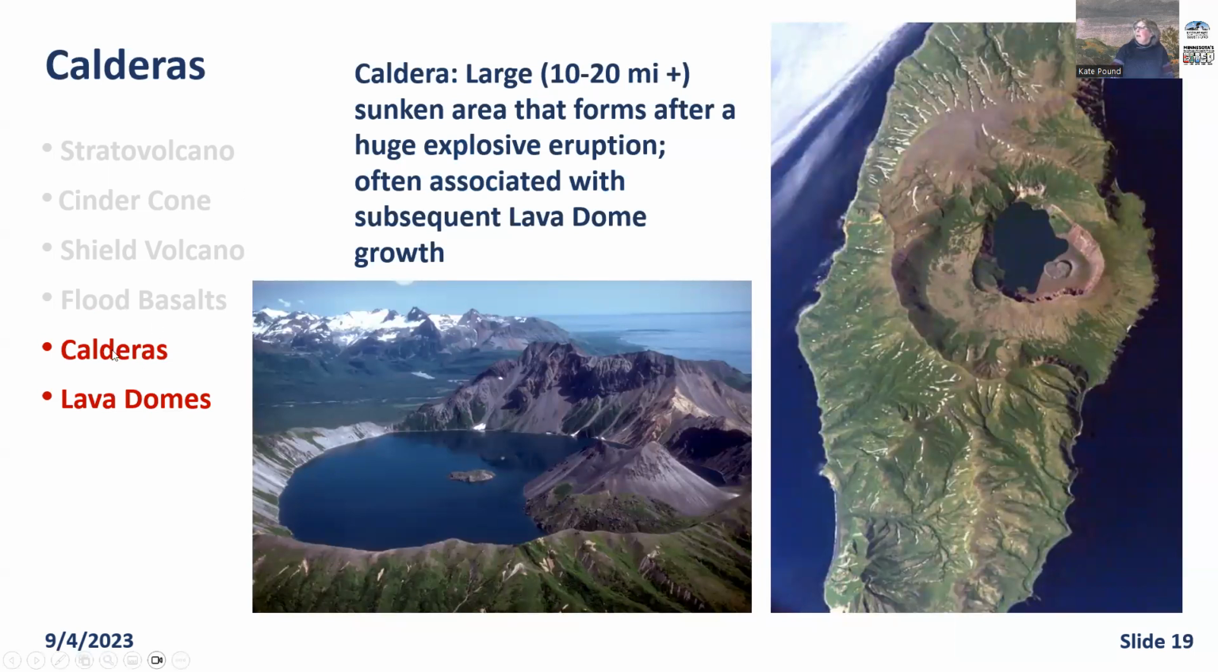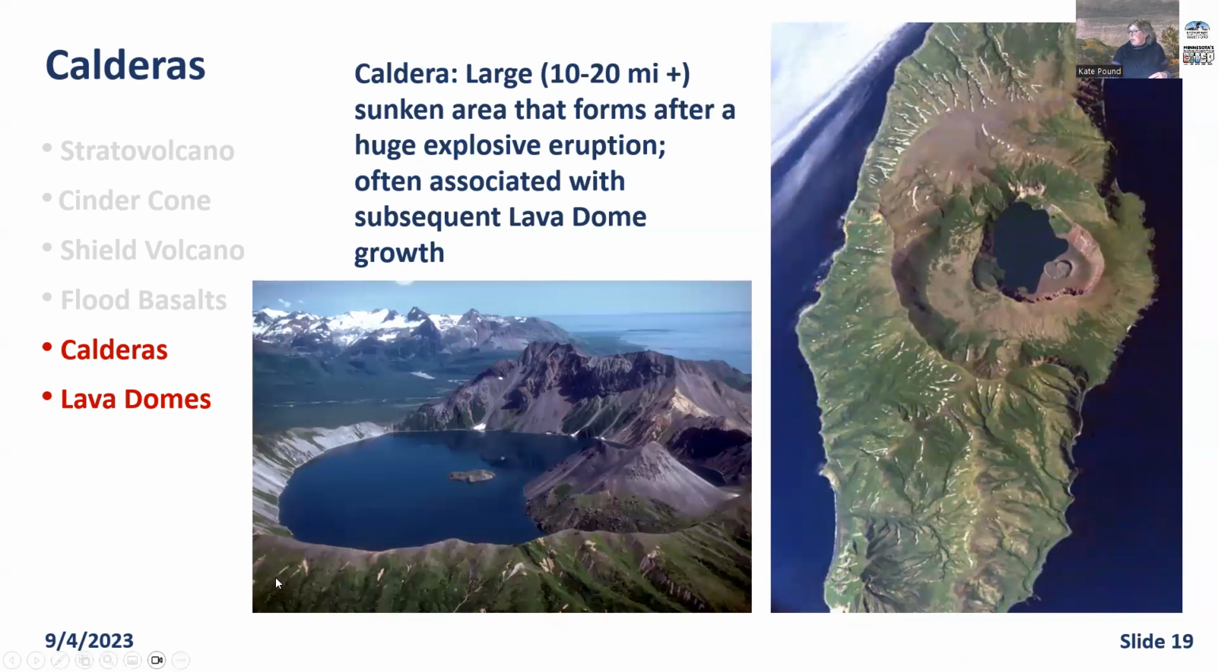So finally, let's think about structures that are called calderas. So first of all, what is a caldera? It's a large, maybe 10 to 20 mile diameter sunken area that forms after a huge explosive eruption. And they're also often associated with lava domes forming after the caldera has formed.